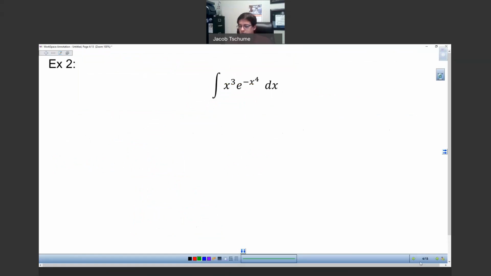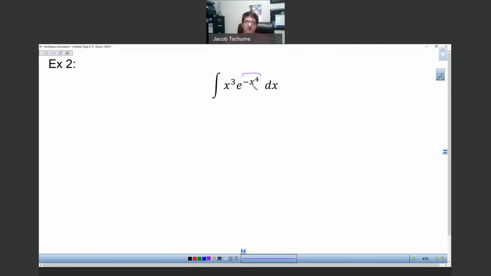So let's go through and do some more examples. The rest of the problems for the next little bit are just going to be substitution problems. So what if you want to do the indefinite integral of x cubed times e to the negative x to the fourth? The issue with this one is that based on your antiderivative rules, we don't know how to integrate e's that have these ugly powers to them.